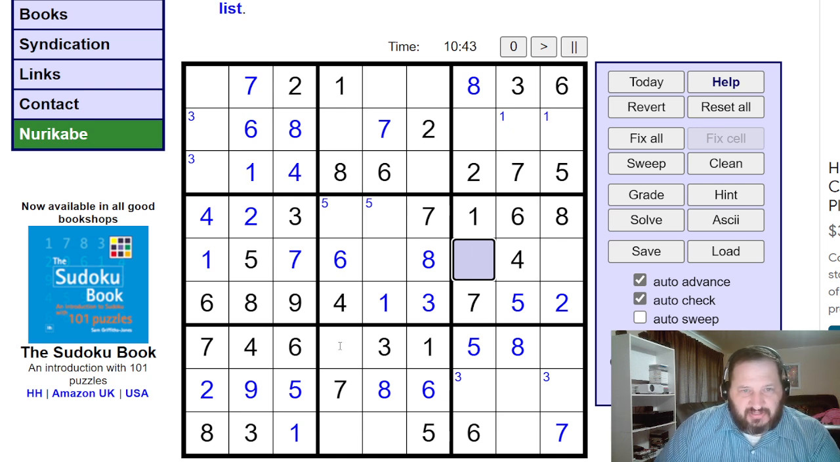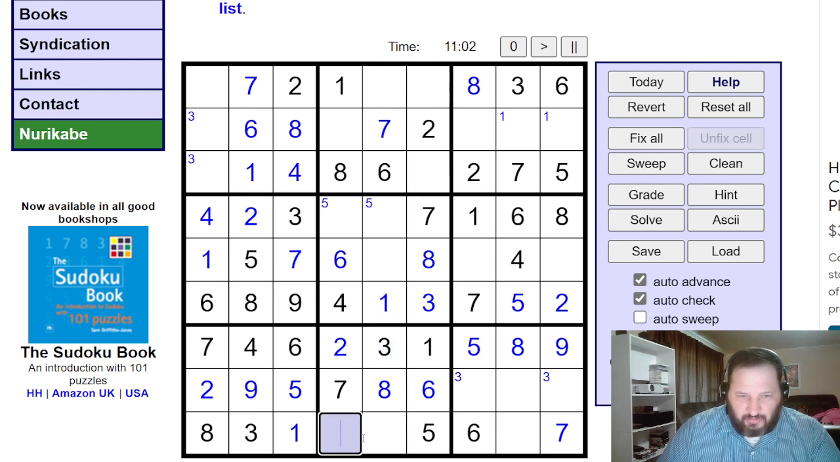Okay, so now I see a spot here that's just missing 2 numbers. I've got a 1, and I need a 2, 3, 4, 5, 6, 7, 8, and a 9. I need a 2 and a 9. Well, I can't have a 2 here, so that's our 9, and that's our 2.